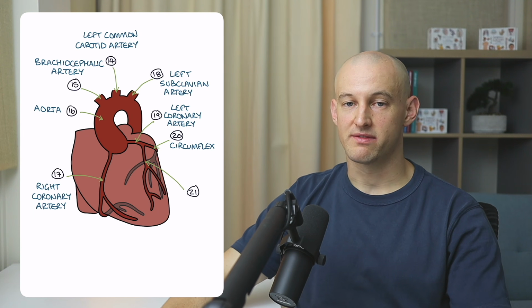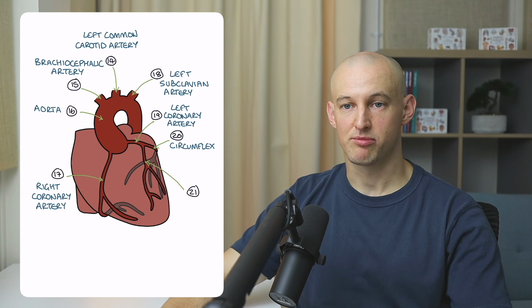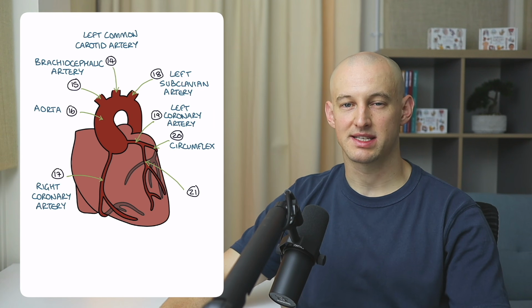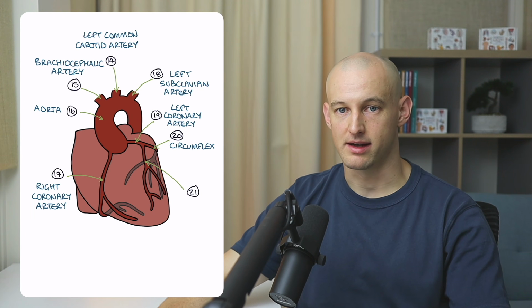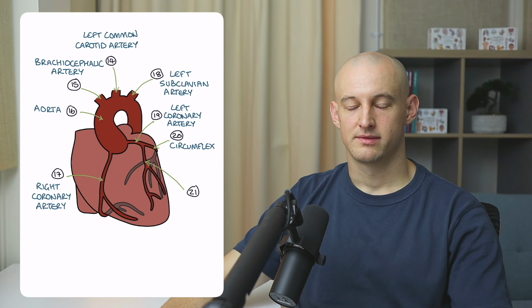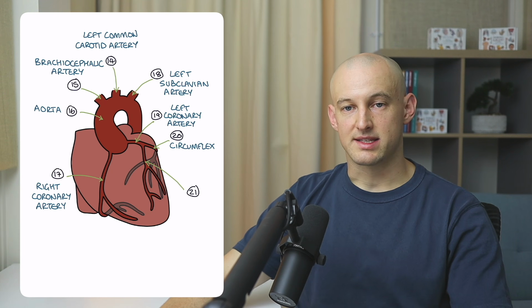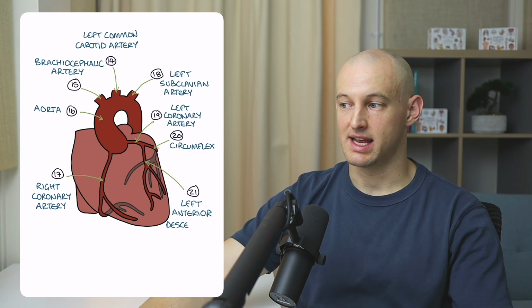What's the name of this big vessel that's a branch of the left coronary artery going down the front of the heart? This is the left anterior descending artery.